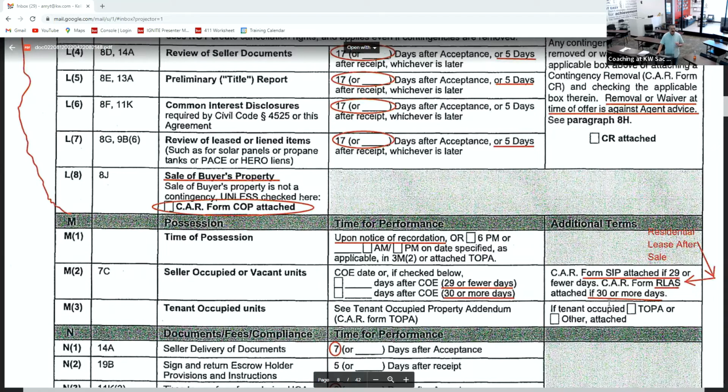And that's a much more expensive proposition. You're looking at anywhere from, starting at probably $750 to $850 to do an eviction. And it's going to take time, especially right now, where evictions are just now starting to be allowed under certain circumstances. So again, if there's going to be a rent back, try to keep it 29 days or fewer and use the SIP form, seller in possession.